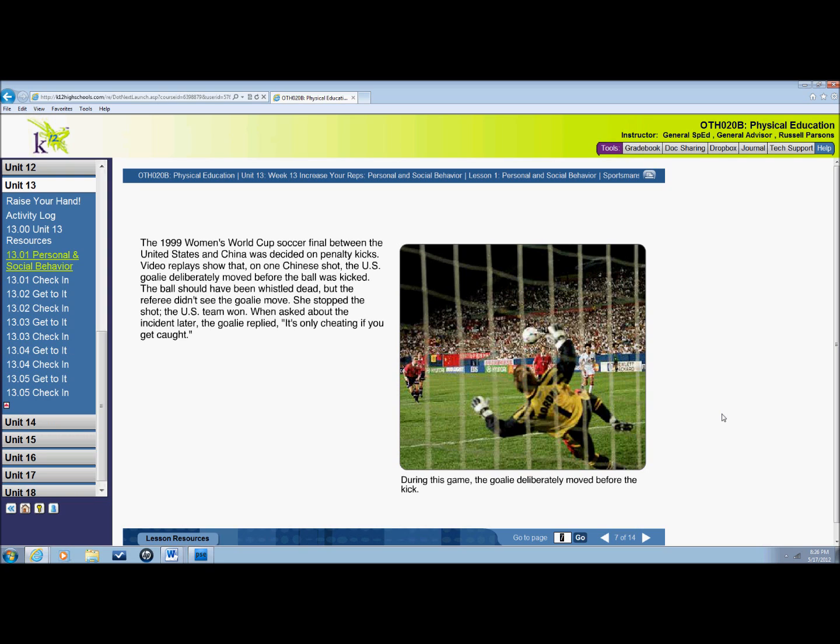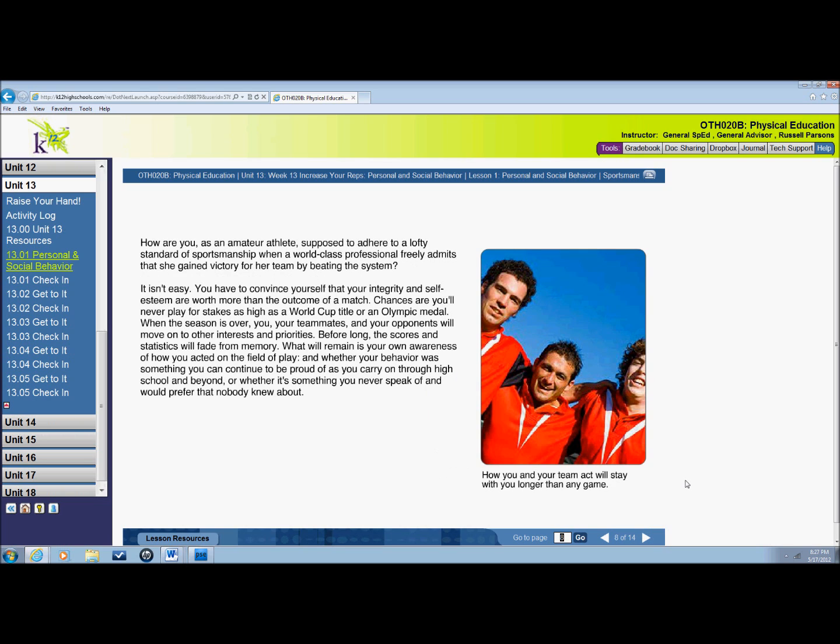So right here on this page, you can see there's basically a picture of the goalie doing the bad thing, and underneath it says, during this game, the goalie deliberately moved before the kick. So yeah, not good. Moving on to page 8 of Unit 13.